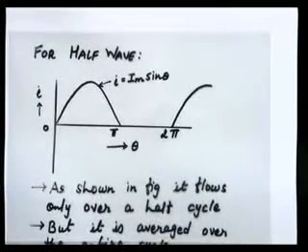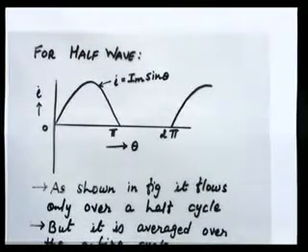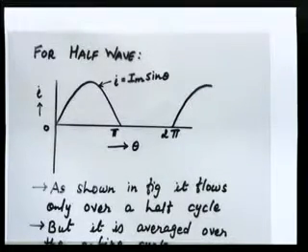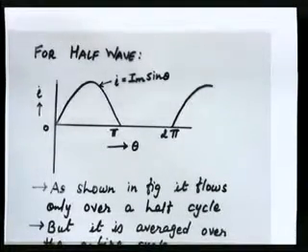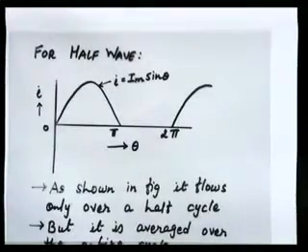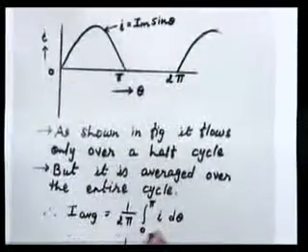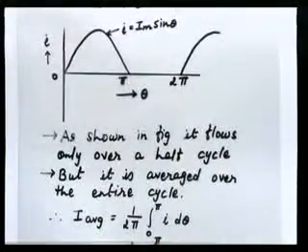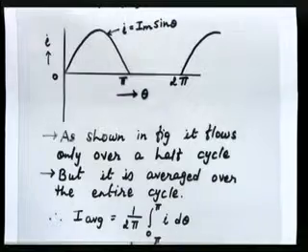Okay, as we discussed earlier, for half wave we get output for the positive half cycle only, and for the negative half cycle the value is equal to 0. So you get output between 0 to pi, and for pi to 2 pi your answer is equal to 0. So as shown in the figure, it flows only over a half cycle, but it is averaged over the entire cycle.